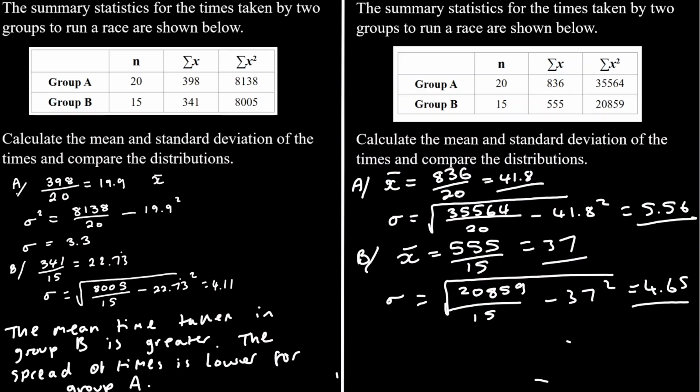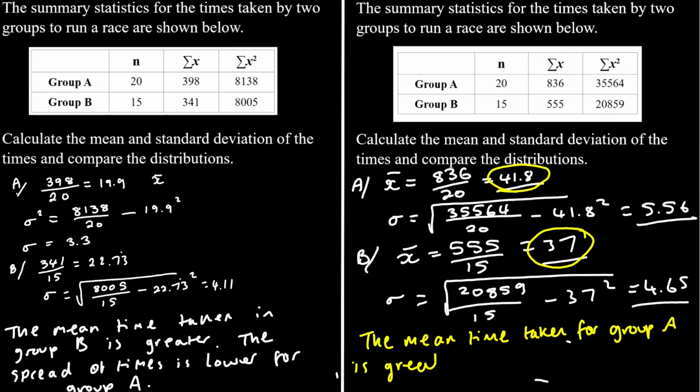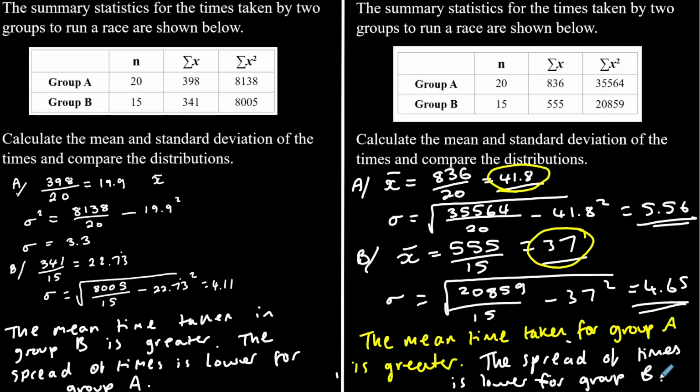So now we need to compare. So compare the means for the two groups. So the mean time is greater for group A. 41.8 is bigger than 37. So the mean time taken for group A is greater. And then we'll compare the spread. We've got 4.65 and 5.56. So the spread is lower for group B. The spread of times is lower for group B.